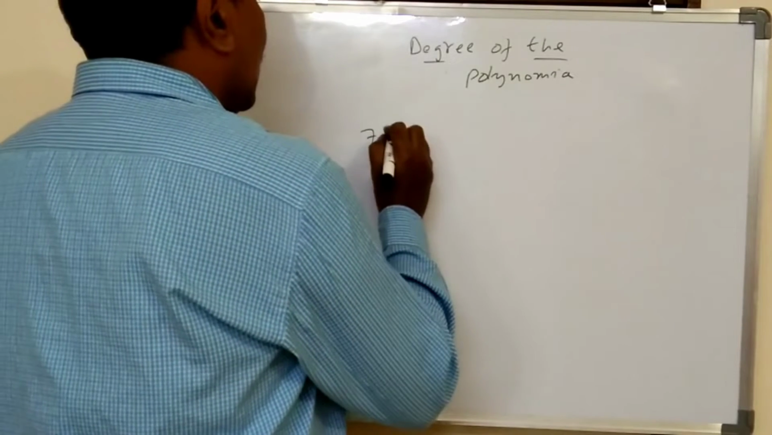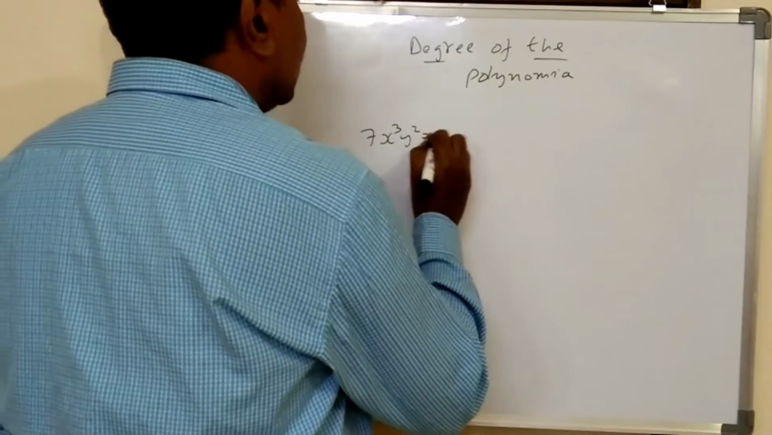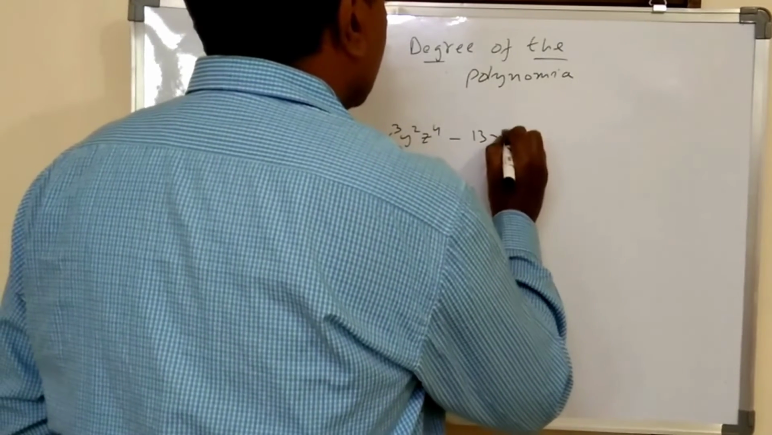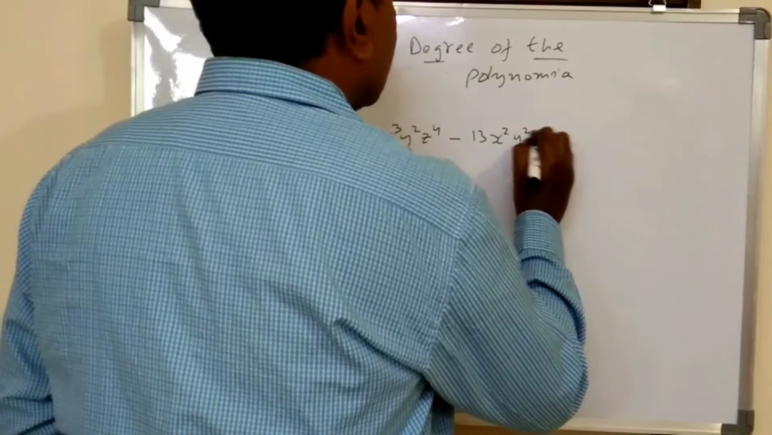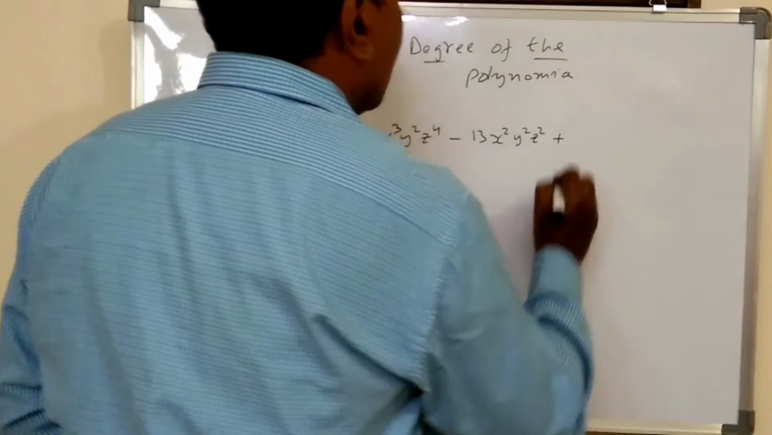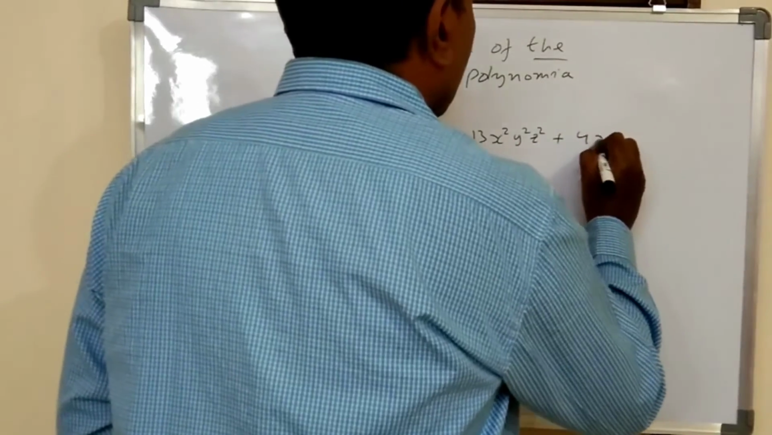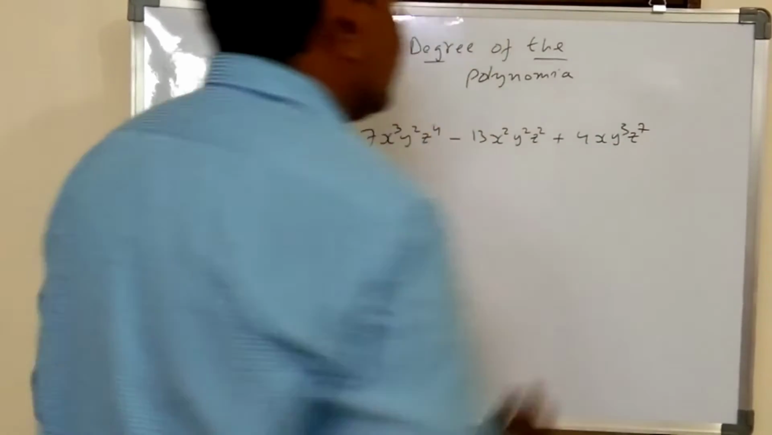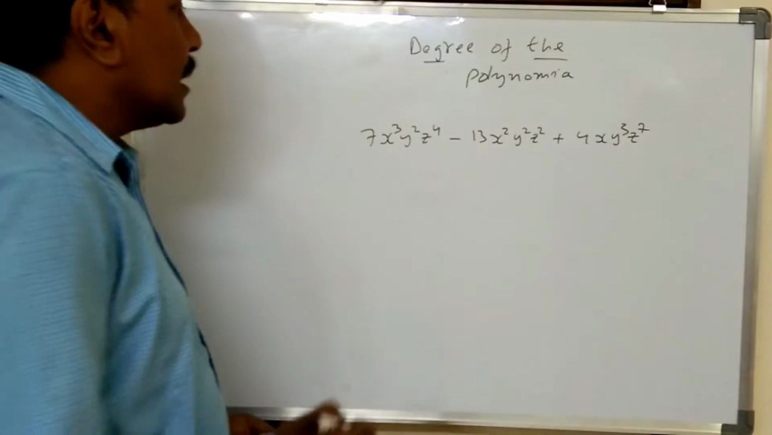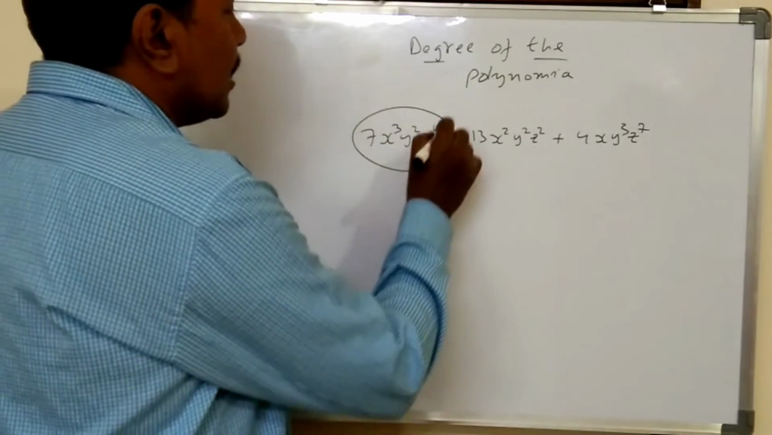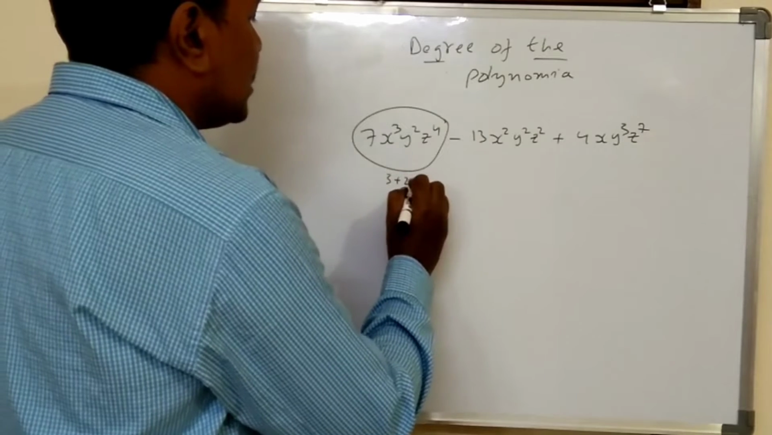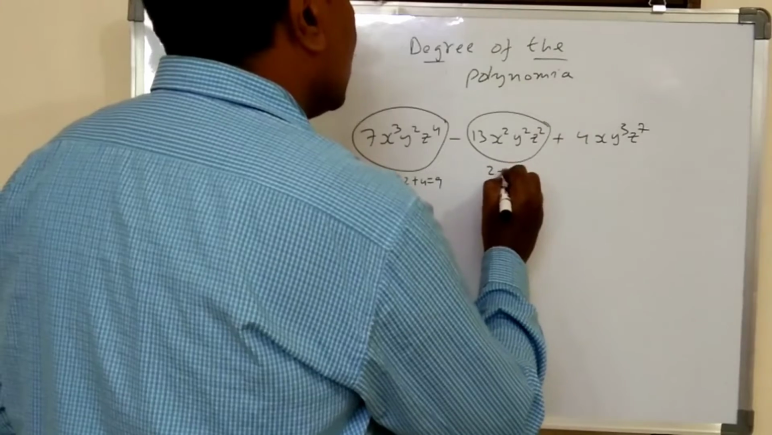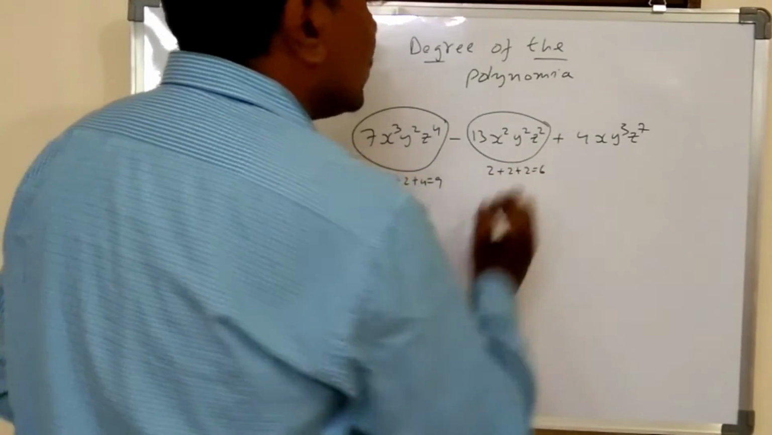7x cube y square z power 4 minus 13x square y square z square plus 4x y cube z power 7. Okay, now take the degree of each term. What is the degree of this term? 3 plus 2 plus 4 is equal to 9. What is the degree of this term? 2 plus 2 plus 2. That is equal to 6.